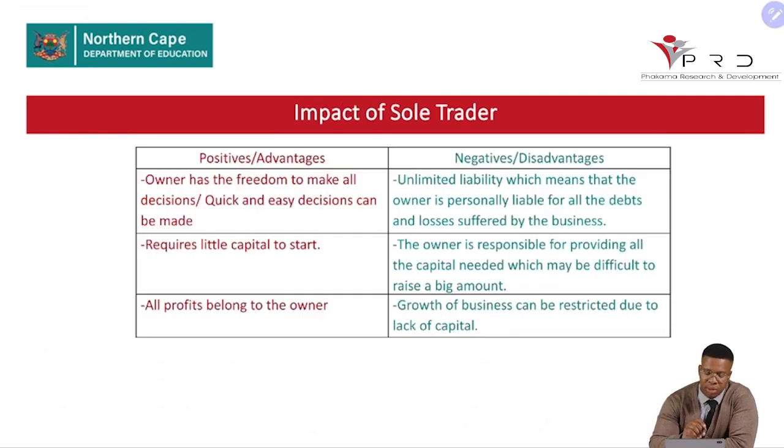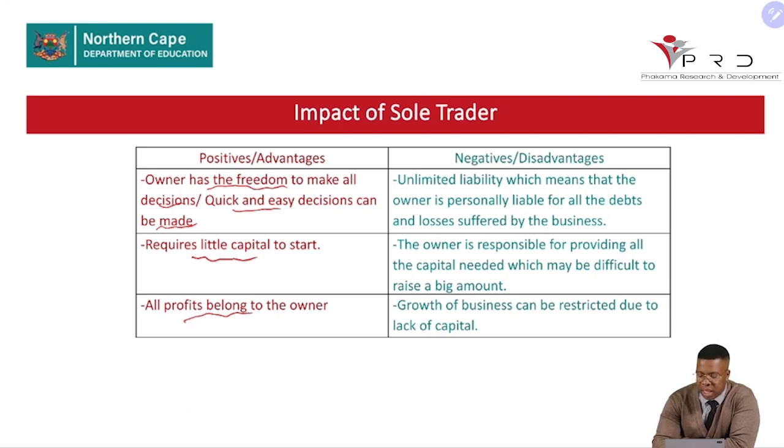What are the positives there? The advantage is that the owner has freedom to make all decisions, and quick and easy decisions can be made, because remember, this is a sole trader business owned by one person. The advantage is that easy decisions can be taken and they can be taken quickly. Another advantage is that little capital is needed to start this type of business, or type of ownership that is legally owned as a sole trader, and all profits will belong to the owner.